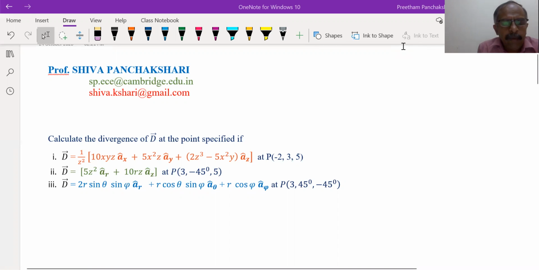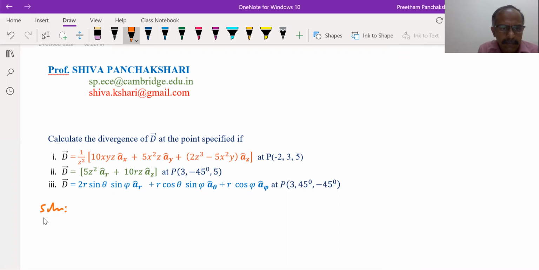Hello students, I have a problem here on divergence of D. In this problem, the vector D is given in three different coordinate systems. Let us see how to find the divergence of D. Okay, let us start with part 1. The vector D is given in Cartesian coordinate system.